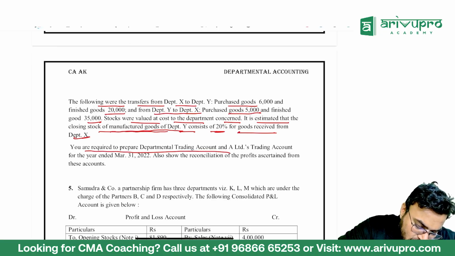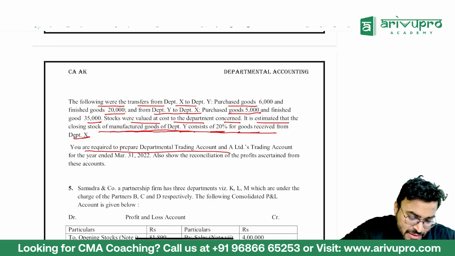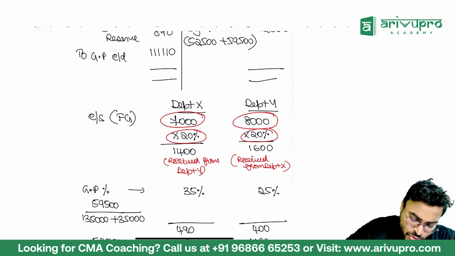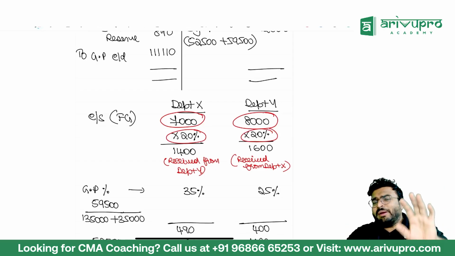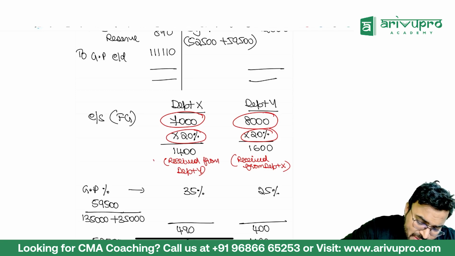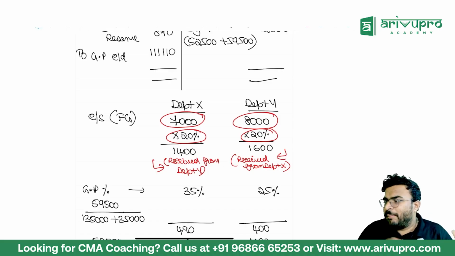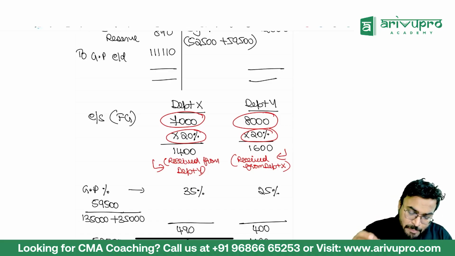Estimate that stocks of goods consist of 20% received from department X. So department X has 20%, department Y has 20%. What we are going to assume is both departments 20%. This is received from department Y. This is received from department X. Department X has something received from department Y, and department Y has something received from department X.